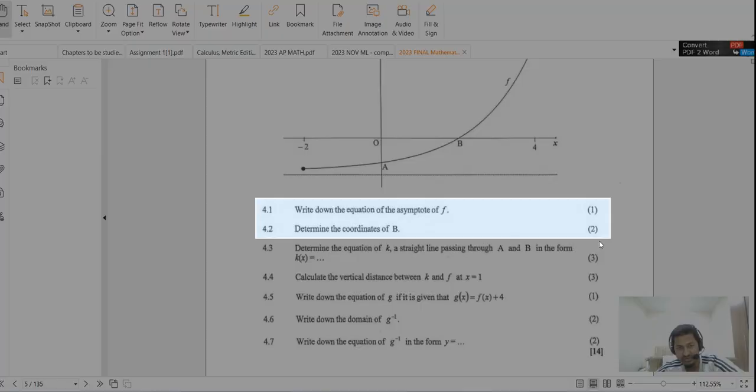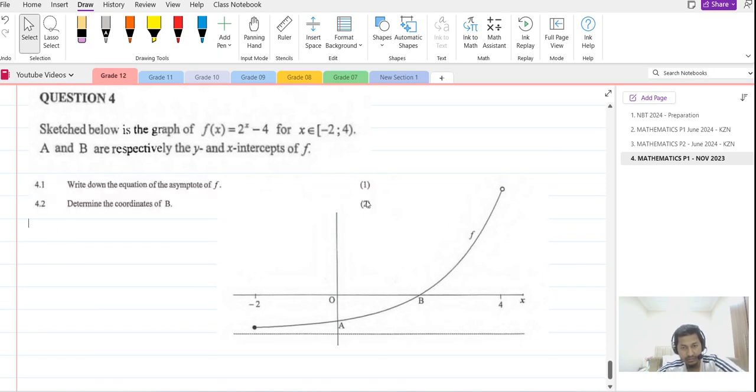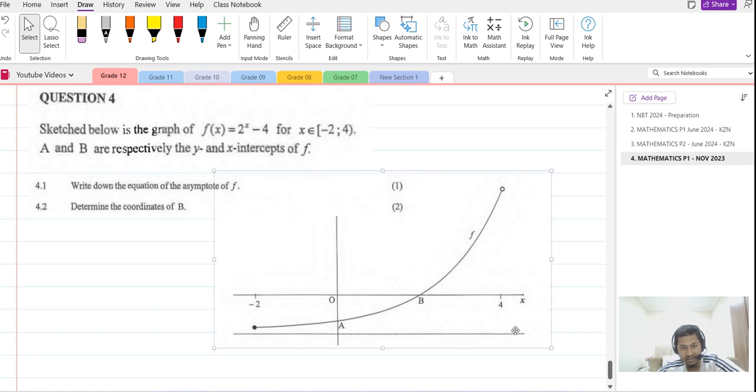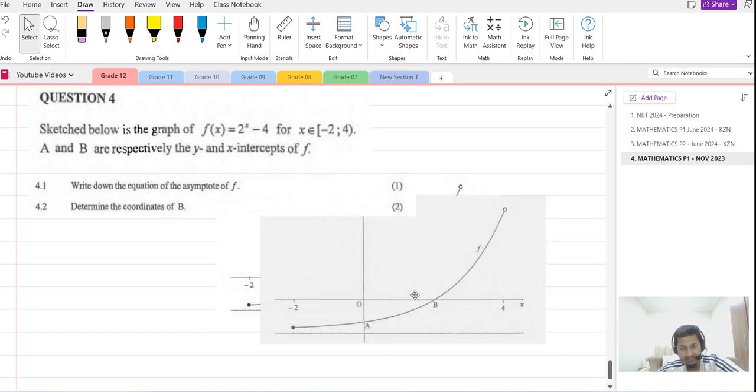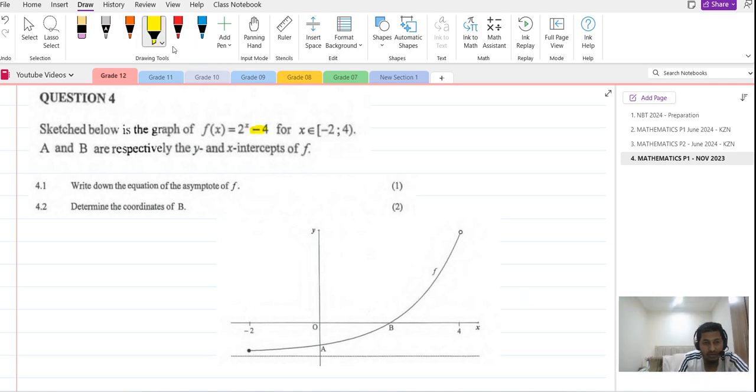Because we know for an exponential function we only get a horizontal asymptote. You can see where the graph is sketched, or we can also work that out from the graph. As we see here, the horizontal asymptote is at -4. How do we know that? Because that's the value. So write down the equation of the asymptote of f: y equals -4, and you can write that it is a horizontal asymptote.